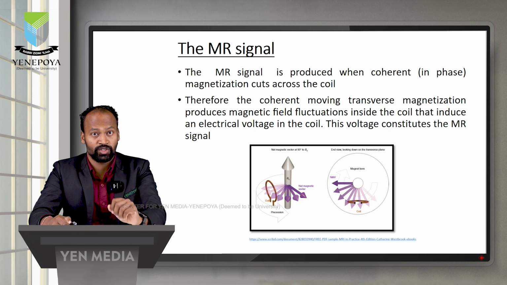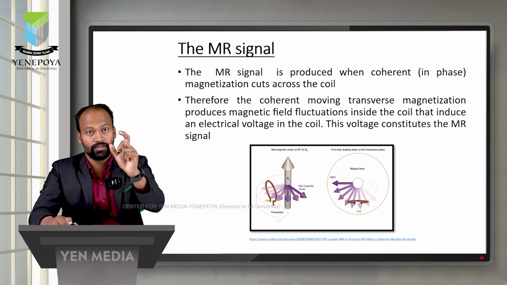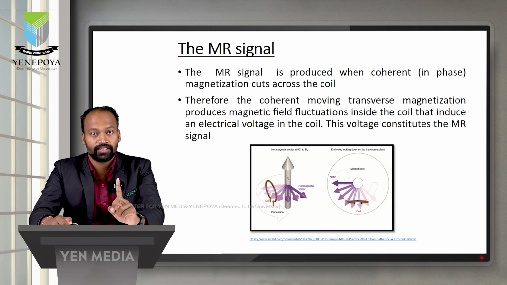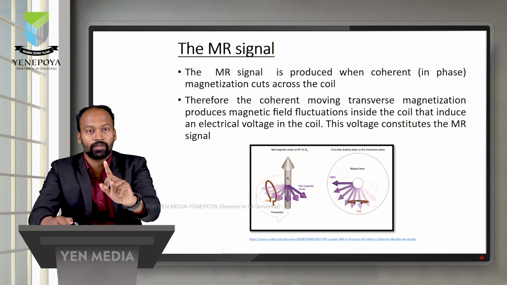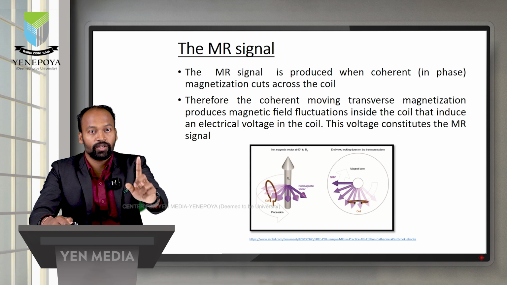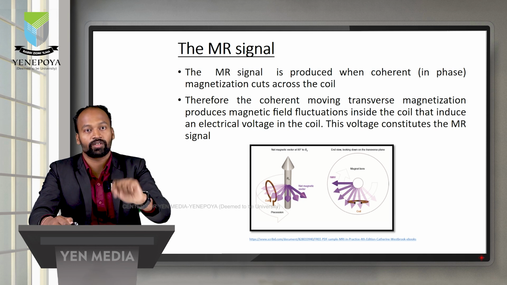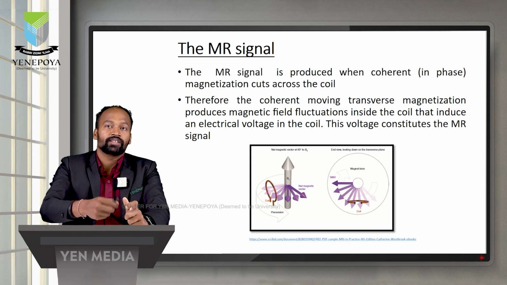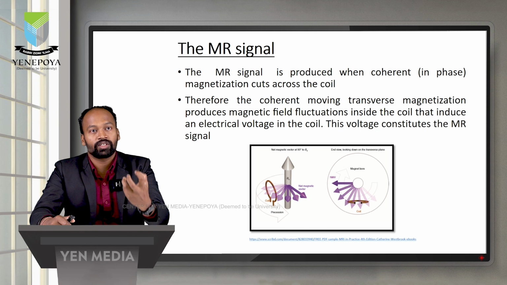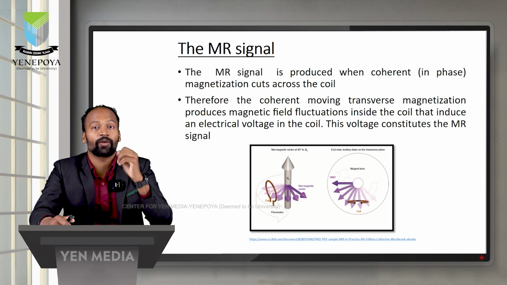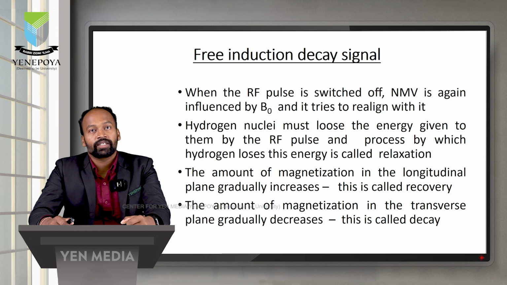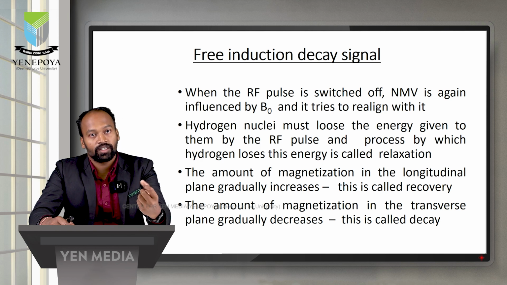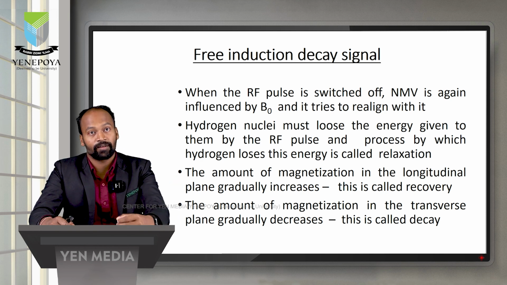You can see in the picture again, the net magnetization vectors and the conducting loop coil. Magnetization occurs there and we have placed a conducting loop or coil. That conducting loop or coil will have the voltage induced in it, which constitutes the MR signal. Till now we have seen how we get the MR signal.